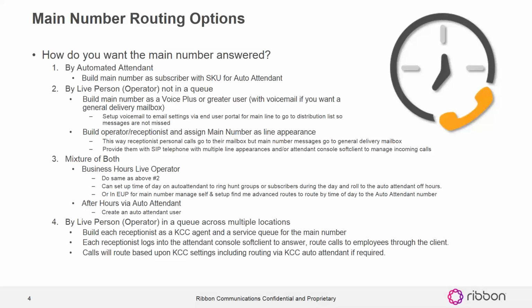And then we could set up, or you could set up voicemail to email so that if a message is left for the main number, then it's routed, best practice is to a distribution list, not to an individual, in case somebody is out of town or has left the company, anything like that. And you could also build that receptionist as their own, but give that main number as a line appearance on their phone. And so that way the receptionist could have his or her own personal mailbox, but then the main number has a general delivery mailbox.